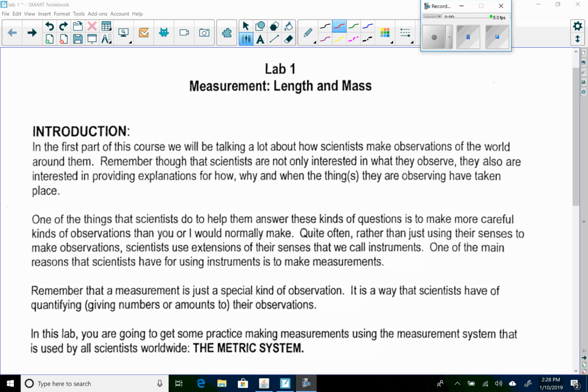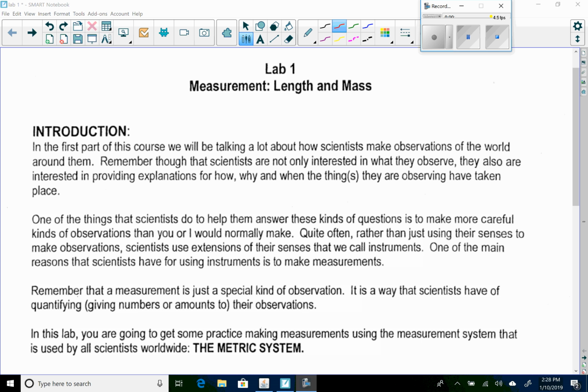Introduction. In the first part of this course, we will be talking a lot about how scientists make observations of the world around them. Remember, though, that scientists are not only interested in what they observe, they also are interested in providing explanations for how, why, and when the things they are observing have taken place. One of the things that scientists do to help them answer these kinds of questions is to make more careful kinds of observations than you or I would normally make.